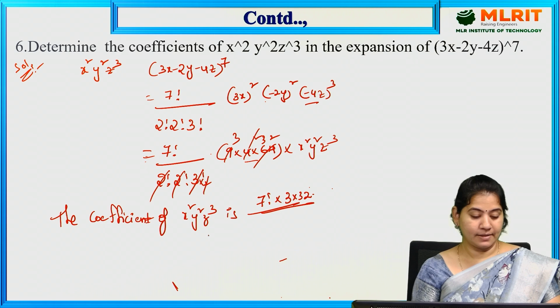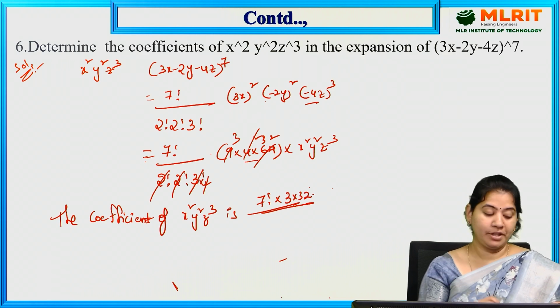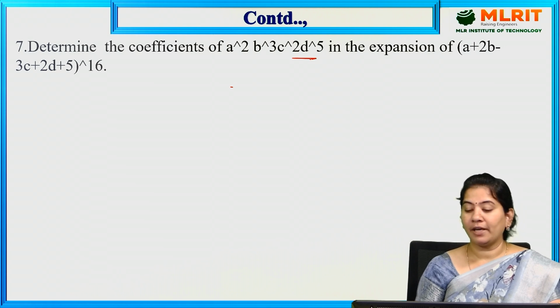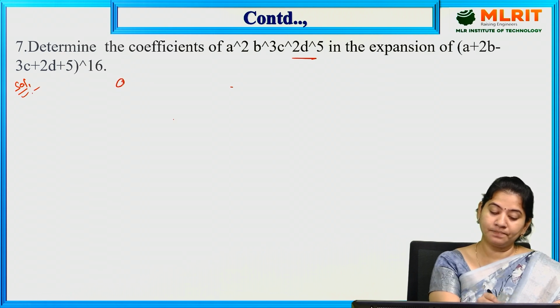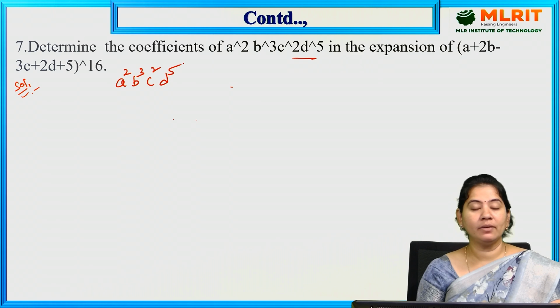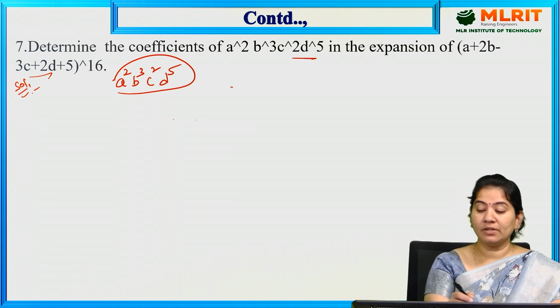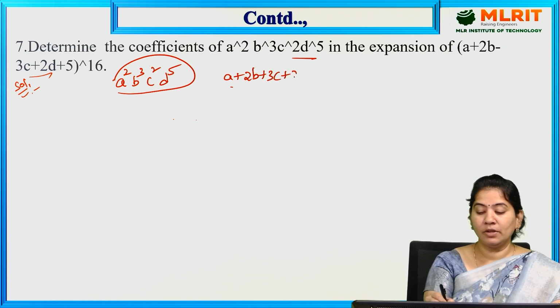So next, we have another problem also. This is the last problem. Determine the coefficient of a square b cube c square d power 5 in the expansion of a plus 2b plus 3c plus 2d plus 5 whole power 16. Altogether here how many terms do we have? 5 terms. But we have only 4 terms here, but in the question there are 5 terms.